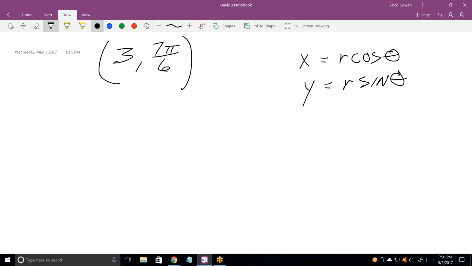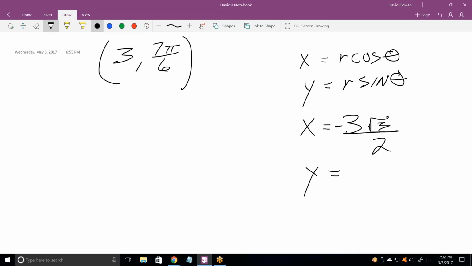So that's what we're going to do, those two. In other words, to find the x coordinate, what's r? 3. And what is the cosine of 7 pi over 6? Negative root 3 over 2. Put the minus sign in front of the 3, but it's root 3 over 2. So there's the x coordinate.